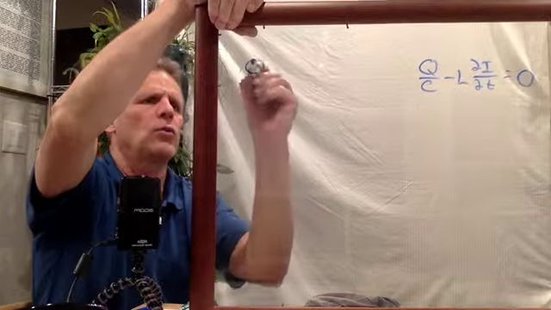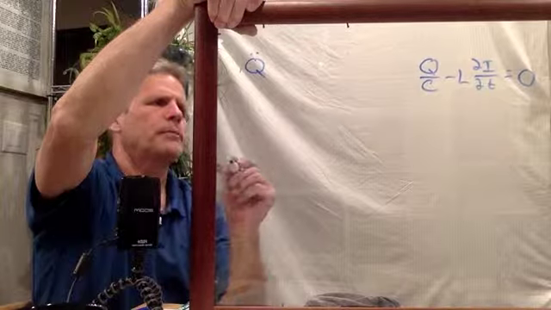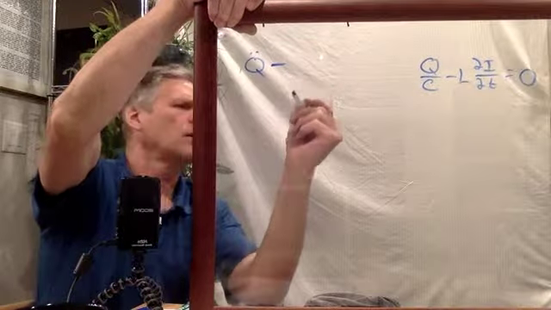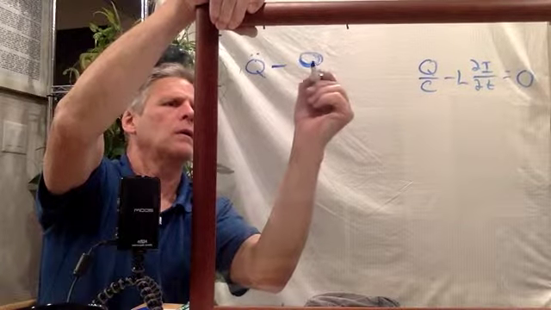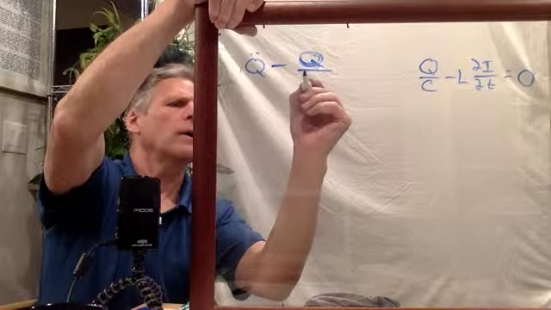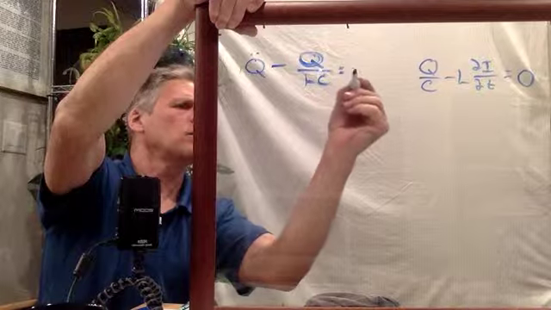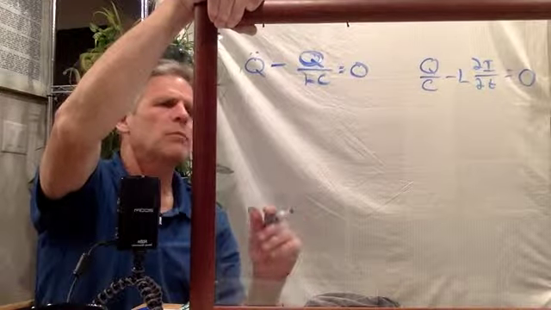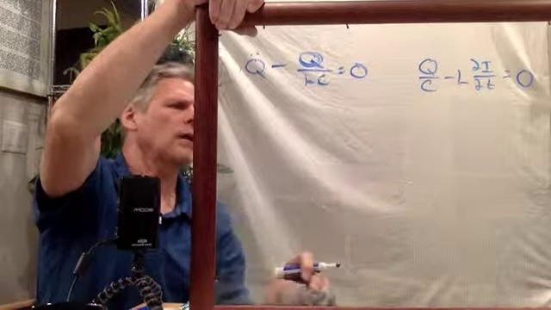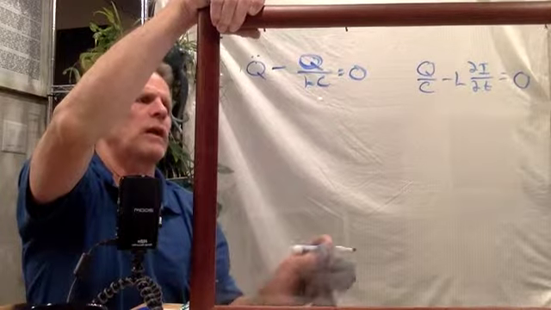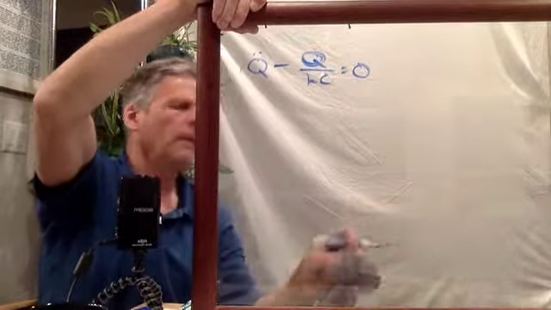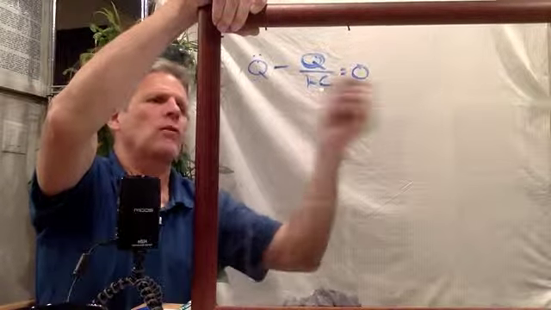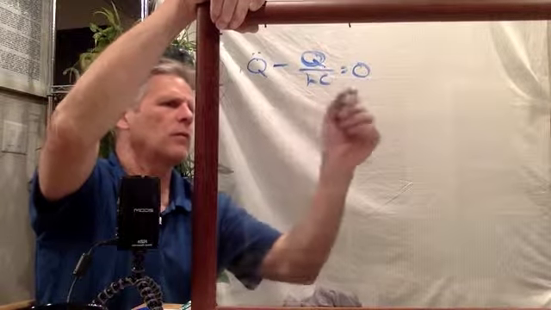So I've got Q double dot minus Q over LC equals 0. And remember, I'll leave that up just for a second because you guys can stop this video. I'm going to go ahead and erase it. Okay, just in case you wanted to go revisit what I've just done here.